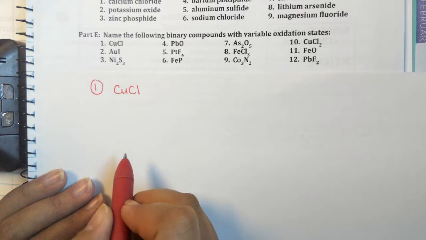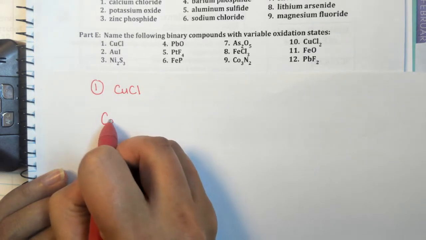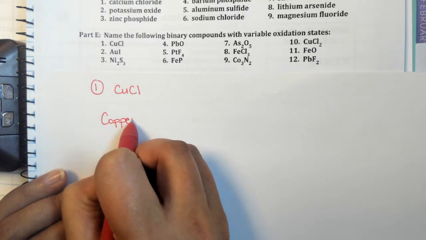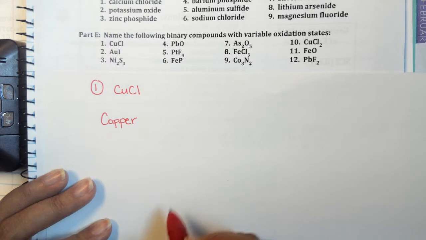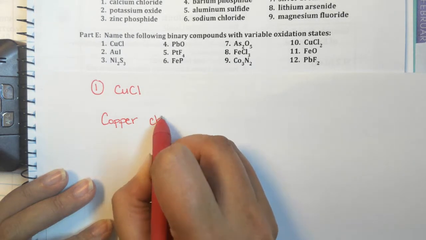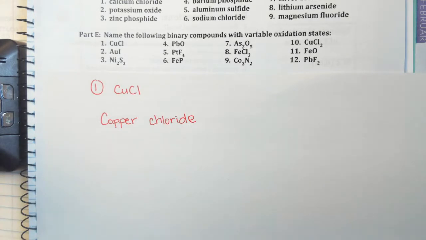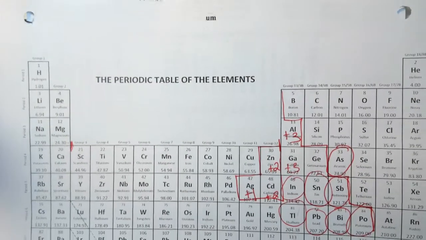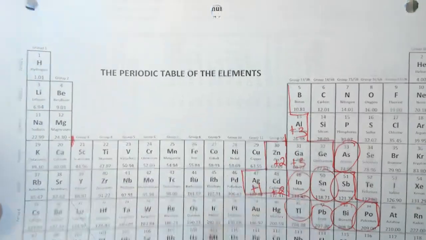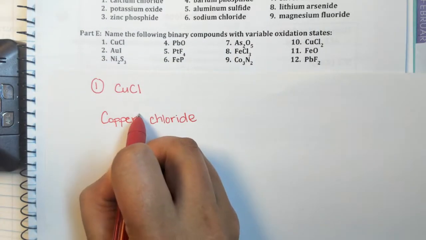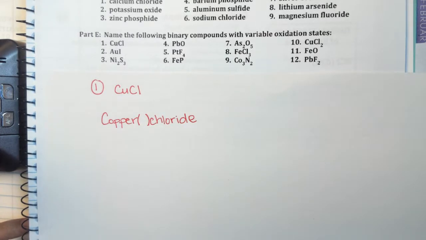Alright, what is my positive ion? Copper. So I'm going to write copper with a capital C. What is my anion? Chlorine. So it's going to change to what? Chloride. Alright. Looking at copper on my periodic table, I can see that copper is considered a transition metal, so it's going to get a Roman numeral.